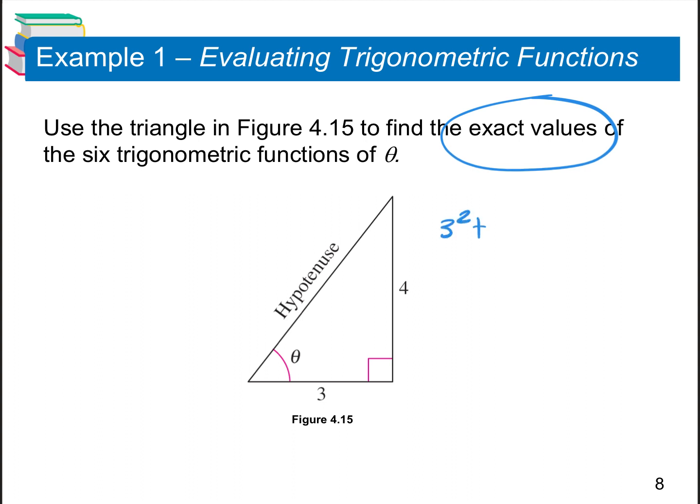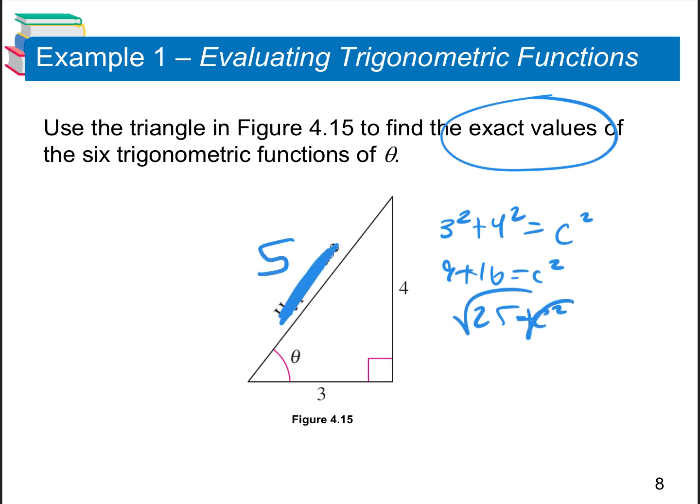3 squared plus 4 squared equals your hypotenuse squared, right? I'll use C or R, doesn't matter. So 9 plus 16 equals C squared. So 25 equals C squared. When you take the square root, what does your hypotenuse equal? 5. Why isn't it plus or minus 5? Because there's no negative length. Good.